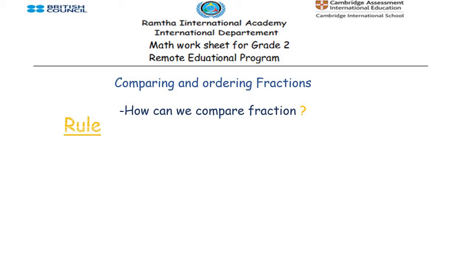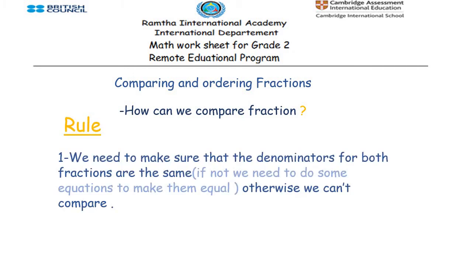We have two rules. The first rule is we need to make sure that the denominators of both fractions are the same, so you can make the comparison between these two fractions. If not, we need to do some equations to make them equal, but this is something that you will learn in third grade. So now I will give you some fractions with equal denominators so you can make the comparison. Otherwise, we cannot compare. We're not allowed to compare any two fractions until we make sure that the denominators are the same.